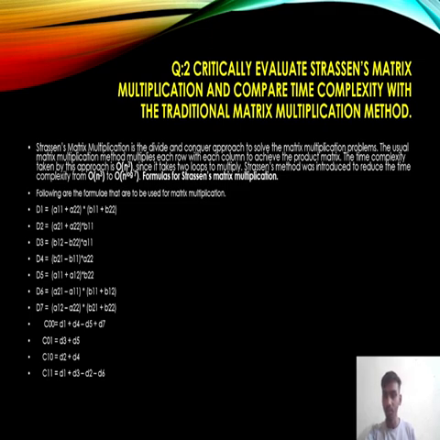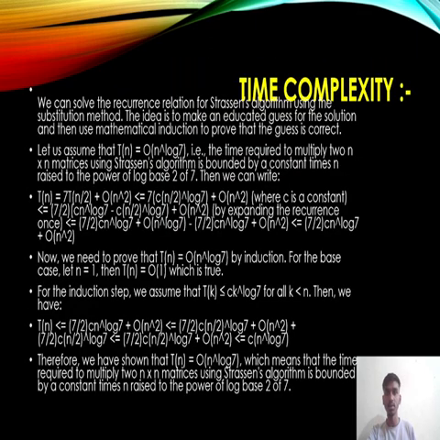C00 is equal to D1 plus D4 minus D5 plus D7. C01 is equal to D3 plus D5. C10 is equal to D2 plus D4. C11 is equal to D1 plus D3 minus D2 plus D6.